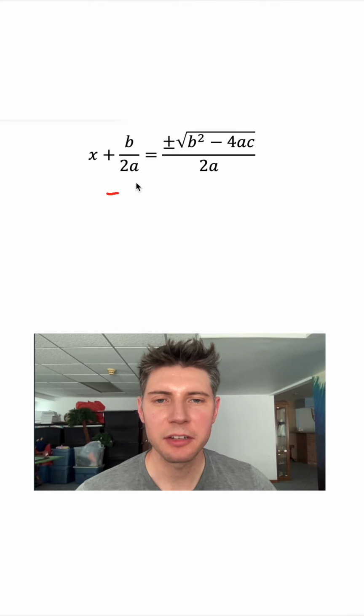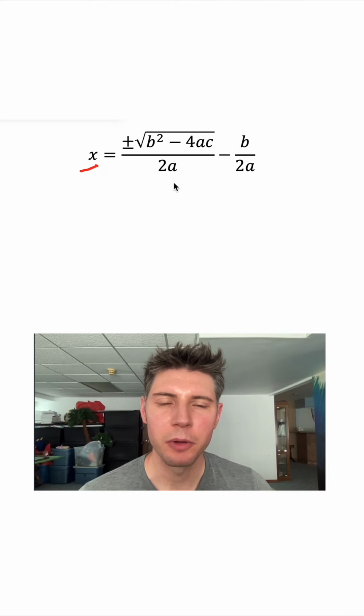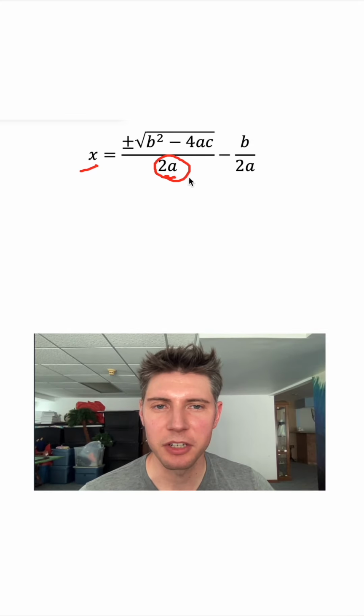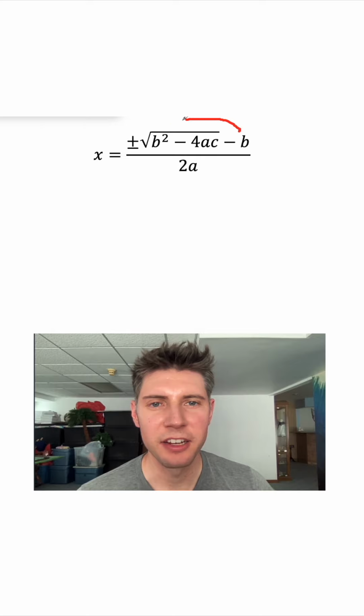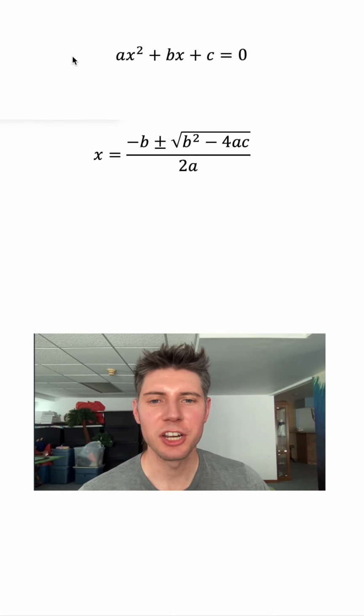Next, I'm going to subtract b over 2a from both sides. We have two fractions, both of them have a common denominator of 2a, so we're going to combine them into a single fraction. And then let's bring this negative b in front. Those were the steps to change this into this.